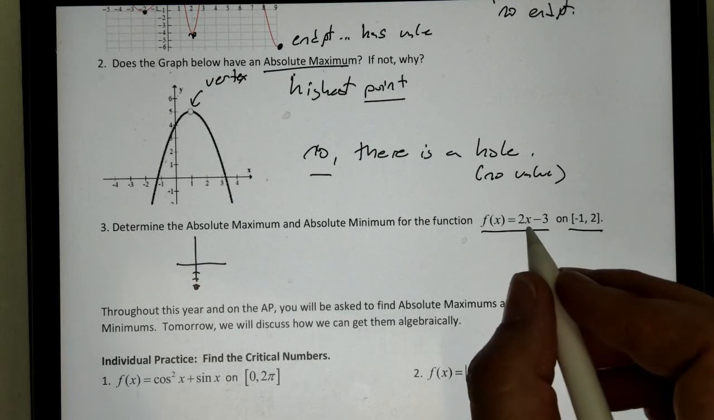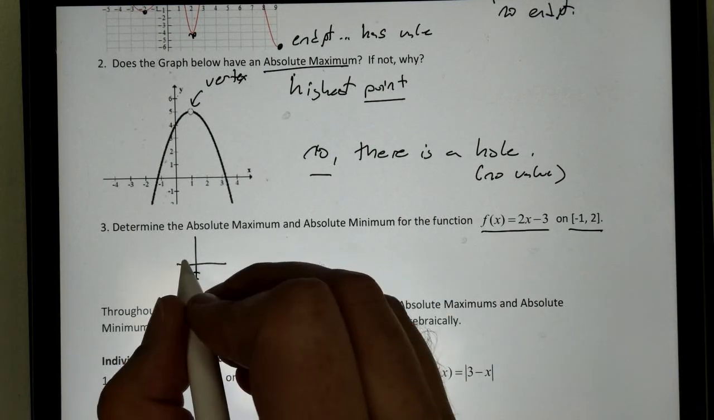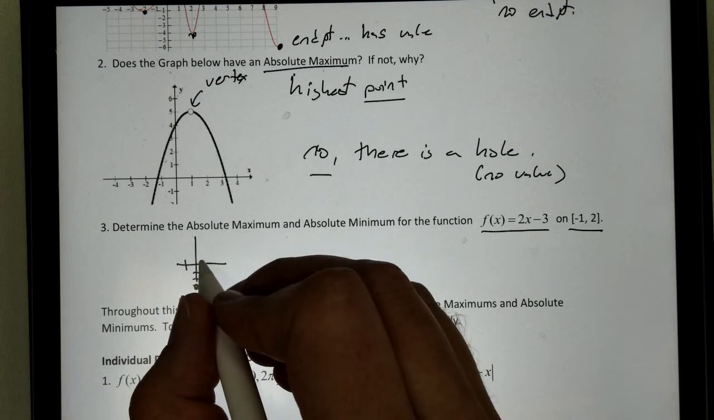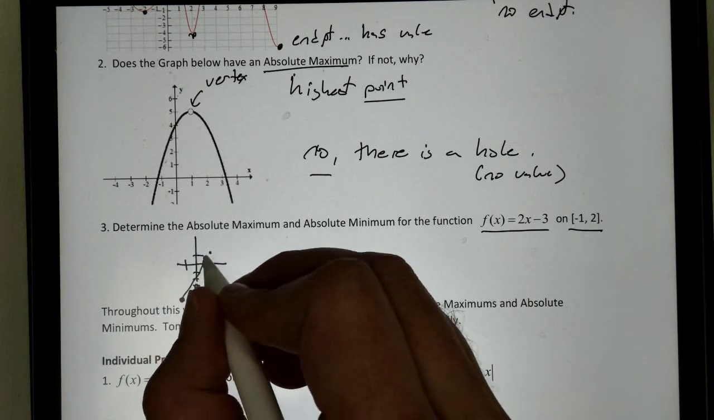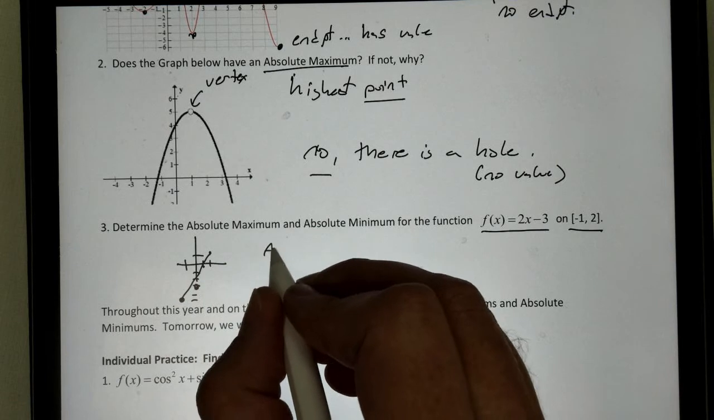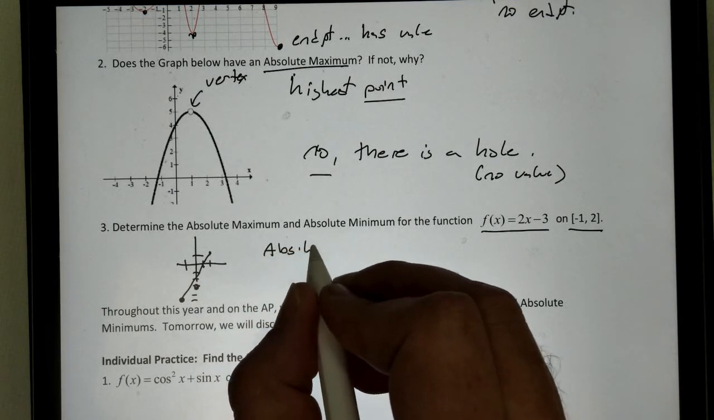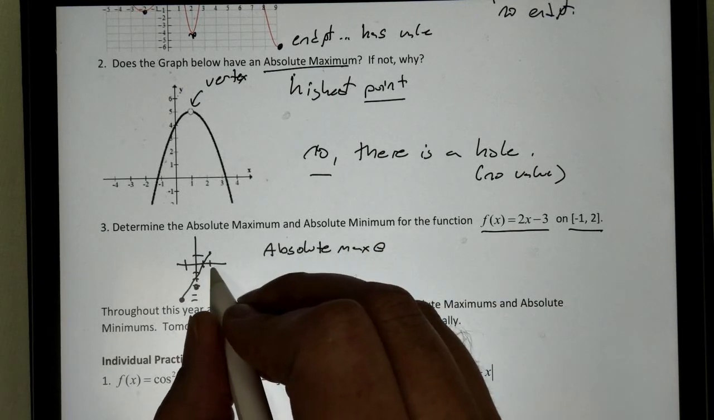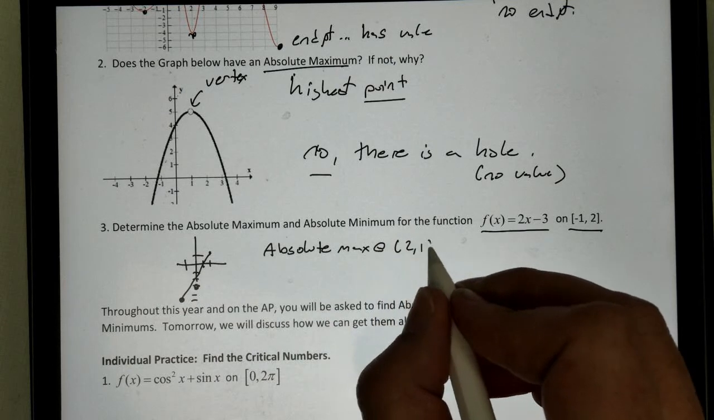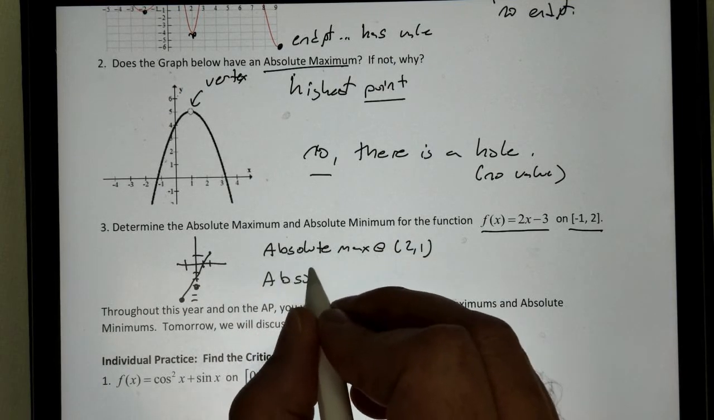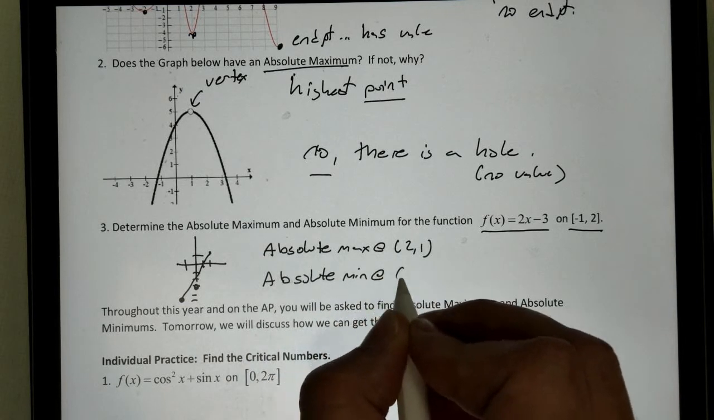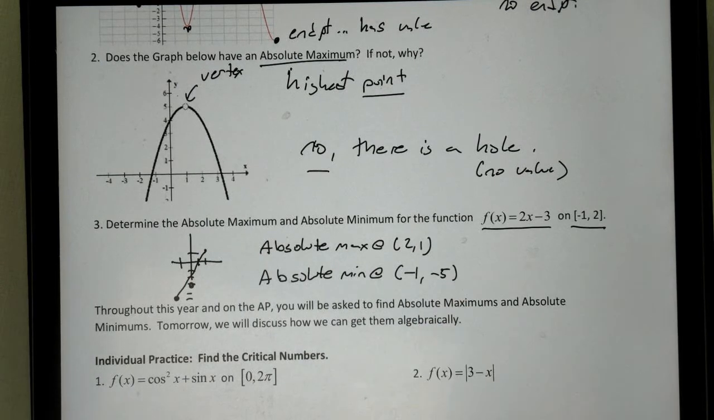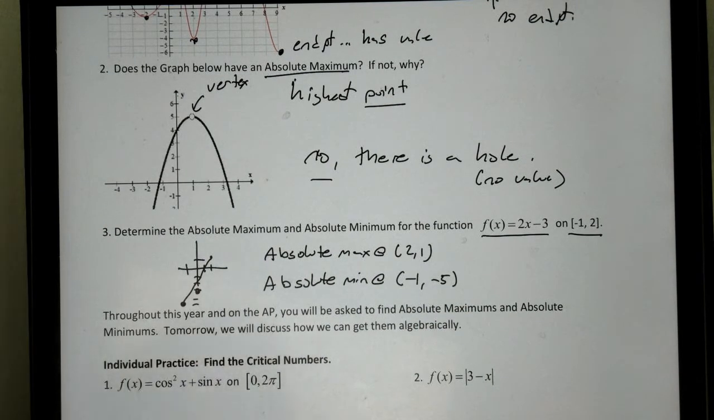If I just plug in negative 1, I'm going to get negative 2 minus 3. So at negative 1, I'm going to be at negative 5. And if I plug in 2, I'm going to be at 1. And it's just a line. So I can easily get my absolute maximum. Where's my absolute max? It's going to be at the point 2, 1. Whereas my absolute min, remember, I'm just looking at the point itself. It's going to be at negative 1, and that was at negative 5. And there's our answer.